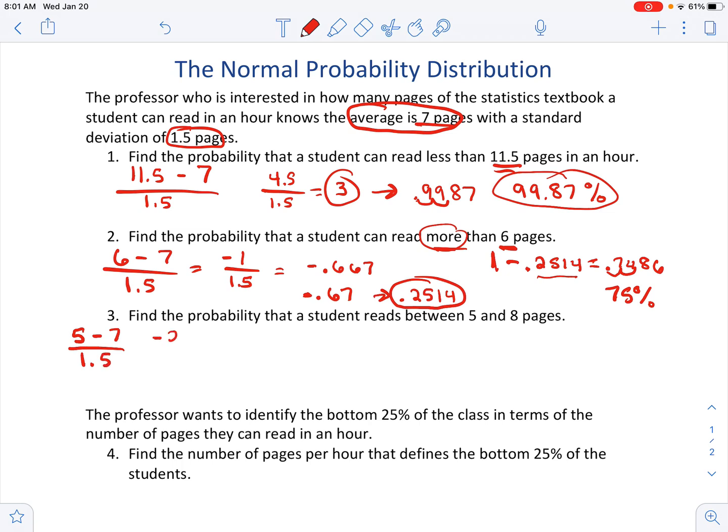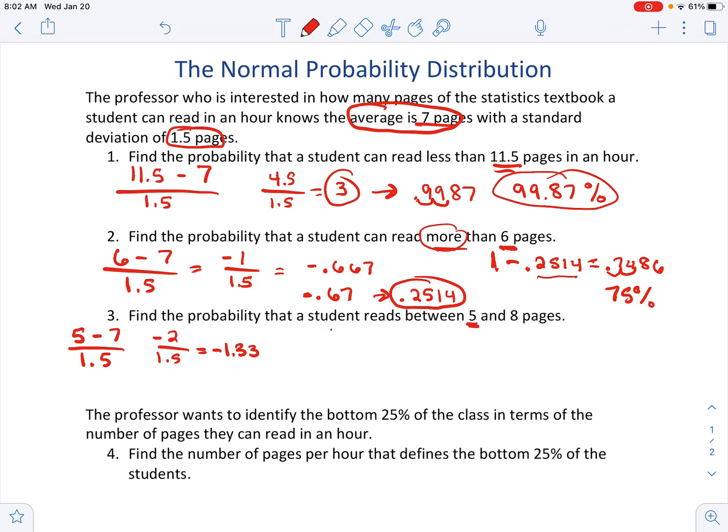So 5 minus 7, that's negative 2, divided by 1.5. So negative 2 divided by 1.5 is equal to negative 1.33, rounded to the hundredths place. So that's one value. Then we have to do it again.